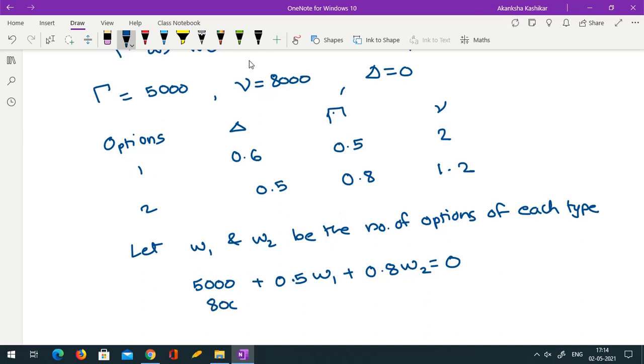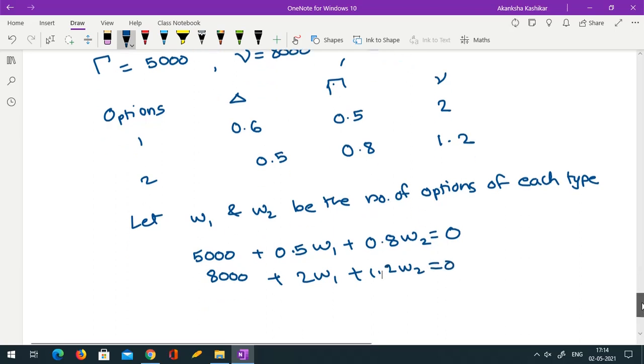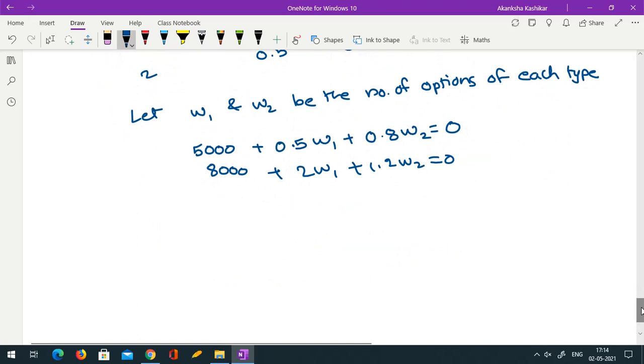And for making things vega neutral, I will have 8000 plus 2 times omega 1 plus 1.2 times omega 2, this should be 0. Okay, for making the portfolio vega neutral. So let us solve these two simultaneous equations. What do we get? I think we get omega 1 equal to minus 400 and omega 2 equal to minus 6000.